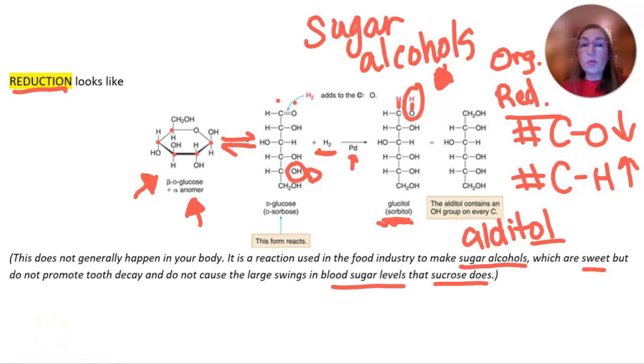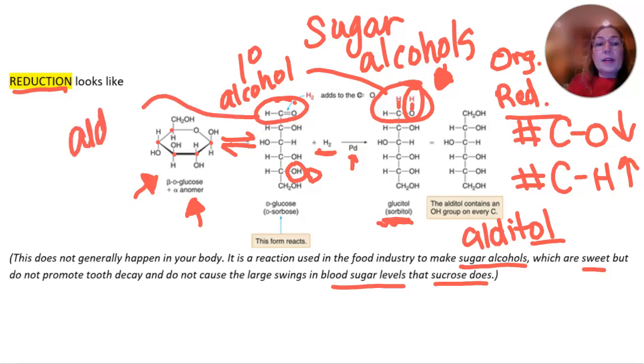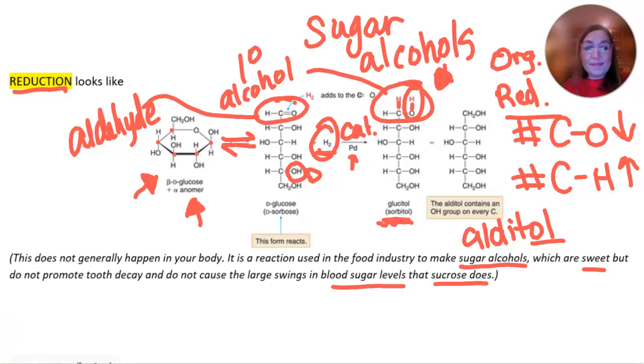So just to review, we can form sugar alcohols from monosaccharides when we reduce monosaccharides down to these primary alcohols. We'll end up with a primary alcohol when we reduce this aldehyde, and we're using hydrogen and a metal catalyst to do the job.